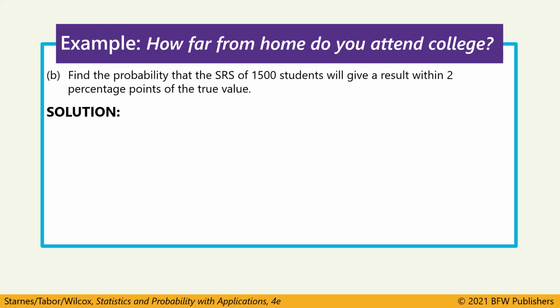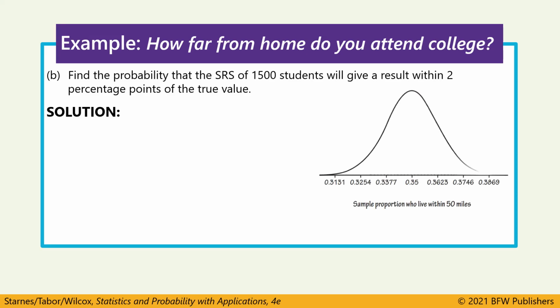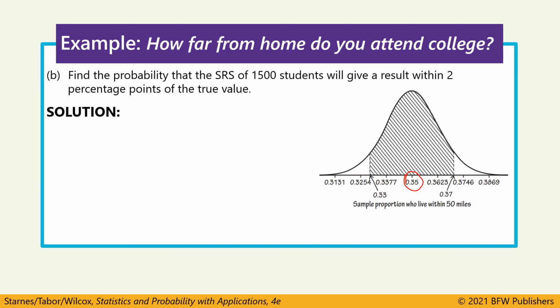In part B, we're asked to find the probability that in a sample of 1,500 students, we get a result that's within 2 percentage points of the true value. So now that we have an approximately normal shape with a mean and standard deviation, we can create our normal curve. So we have our normal curve centered around our sample statistic, 0.35, and then we got that standard deviation from the last page, which was 0.0123.